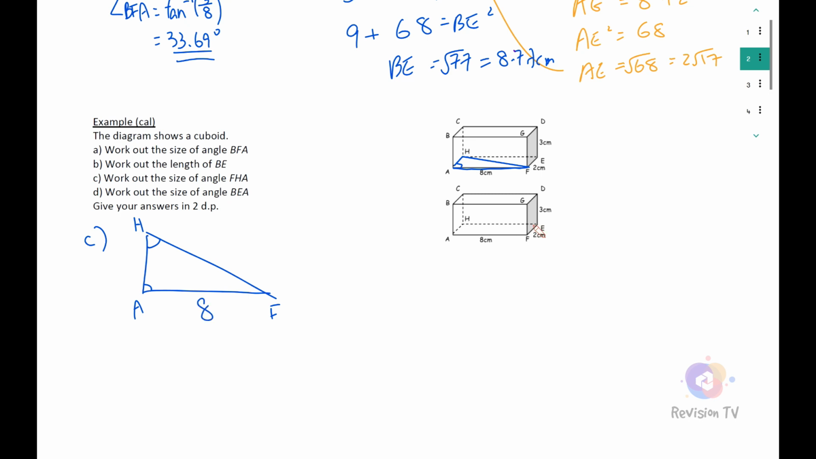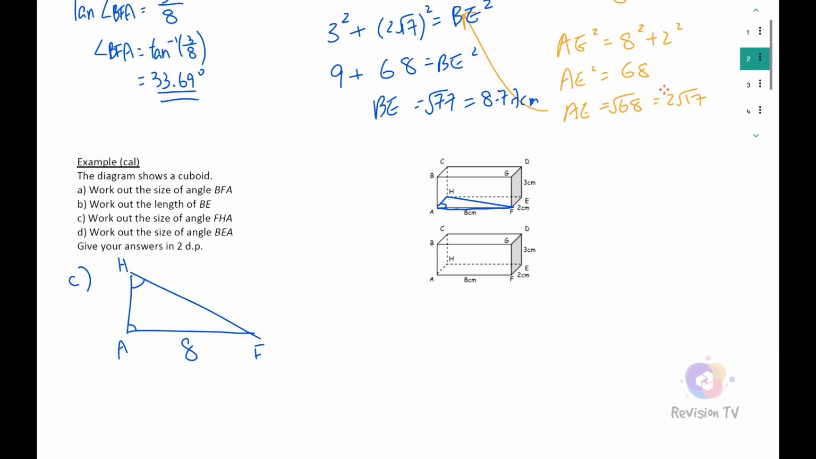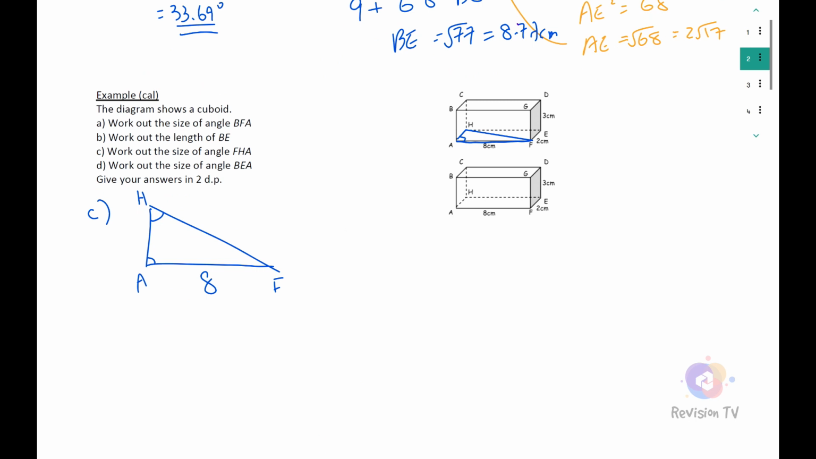Now, we know FH is the same as AE. Now, we found AE as 2 root 17 in the previous question. But I would suggest you not to use it, because if you made any mistakes in the previous question, you would have made a mistake in here as well. So what I would suggest you to use is the EF or HA equals 2 centimeters. So that will be the better one to use.